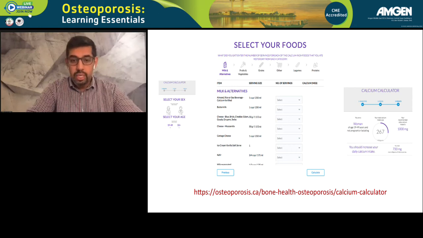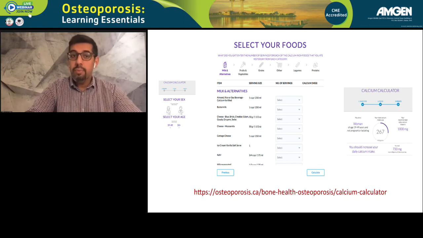There's a very nice website, Osteoporosis Canada, where they have a calcium calculator. You ask the patient regarding their age, sex, and whether they are breastfeeding or not, they will go through their normal diet, and it will give you an estimate of how much calcium they take from the diet. We prefer the calcium to be taken from the diet, and if there is a deficiency, we would like to replace it by oral intake.